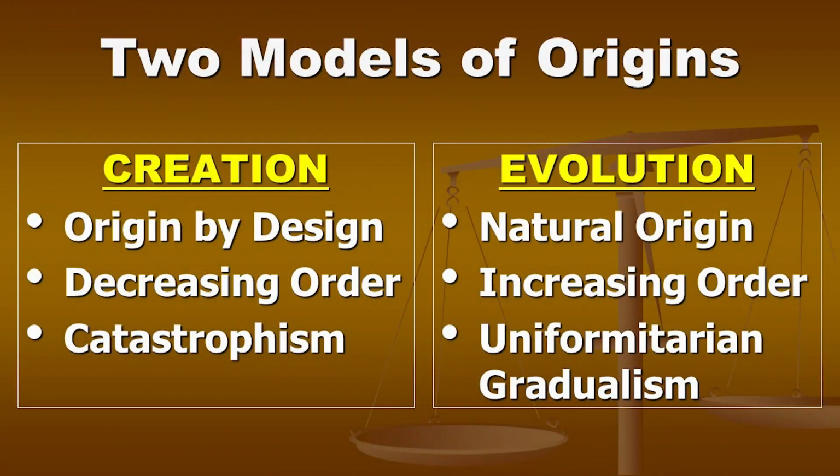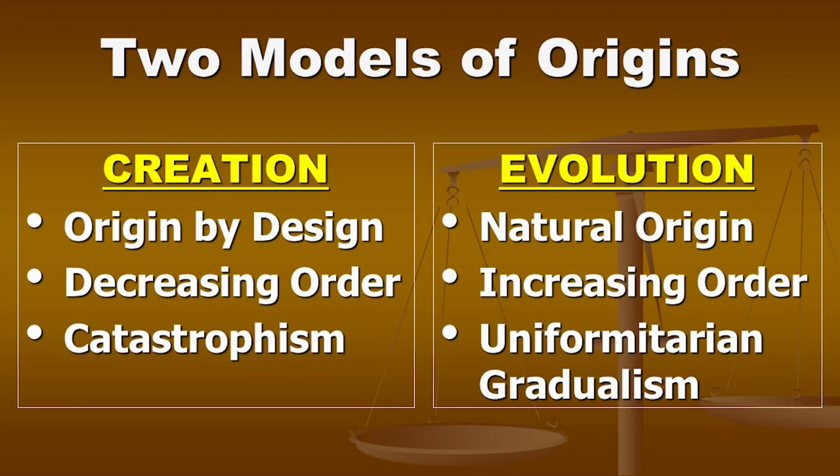Now, hopefully this slide is already starting to look a little bit familiar to you if you attended our last session. The two models of origins that I would like to see taught in the school: one, the creation model, and in that, origin by design, the evidence for design, and over against that, the evolutionary model with a natural origin. And then here you have the creation model, decreasing order, that is, things were created good and they have at best held level or maybe even degenerated over time.